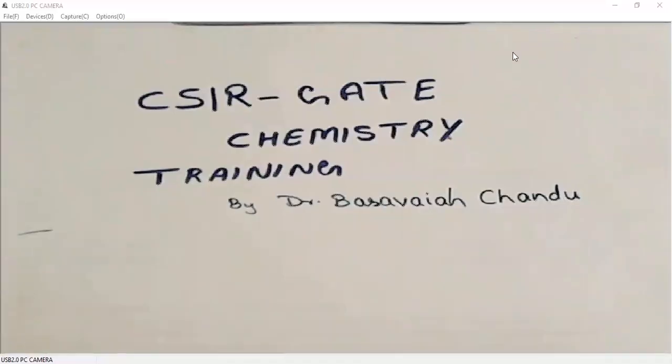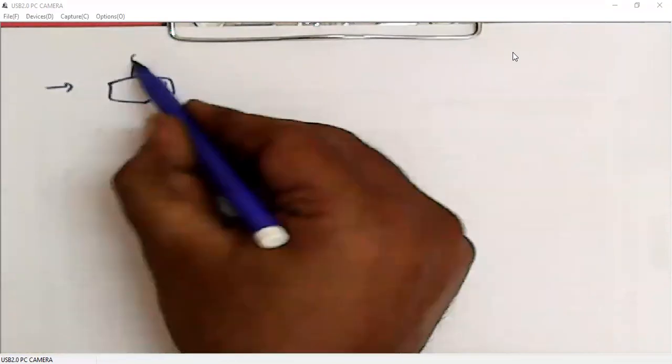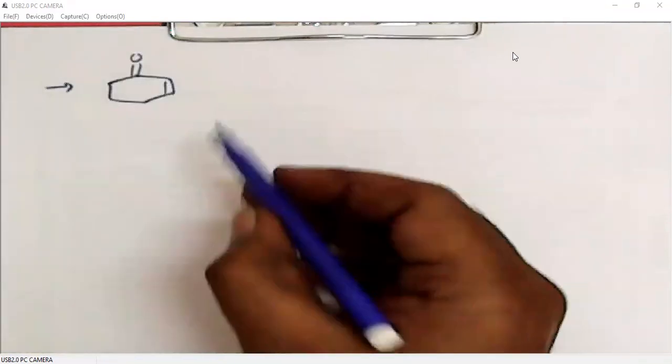Welcome to the class again. We are discussing Claisen rearrangements. I'll give you a practice problem for an ester enolate Claisen type.